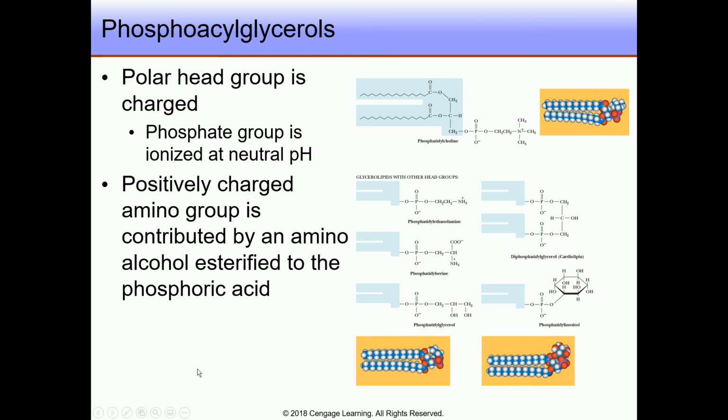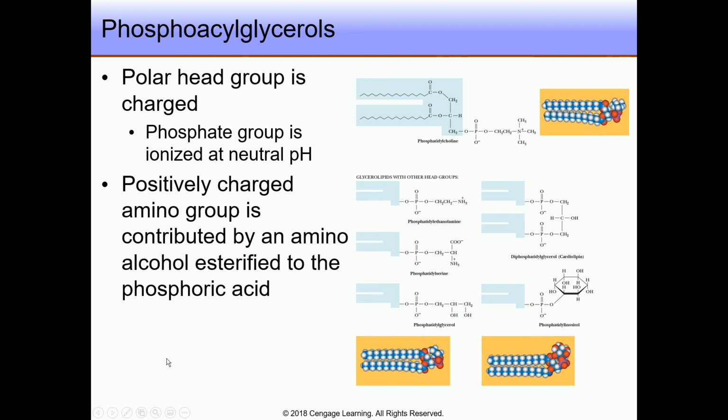Their polar head is charged because of the phosphate group, which is negatively charged, and then they have positively charged amino groups. The positively charged amino group is contributed by the amino alcohol, which is esterified to the phosphoric acid, which we have been talking about.